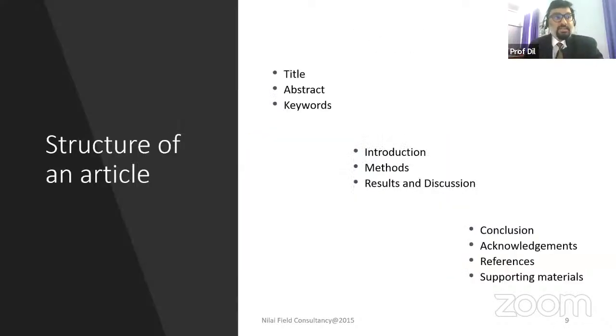So what are the things? Basically, I told you: title, abstract, keywords, introduction, methods, results, discussion. And one thing I missed here is implication. Please add it. Implications, conclusions, acknowledgement, any limitations you have, that also put it. Any future scope of the study, that also you put it. References and supporting materials. I hope you have got a clear-cut idea about how to write a research paper now.